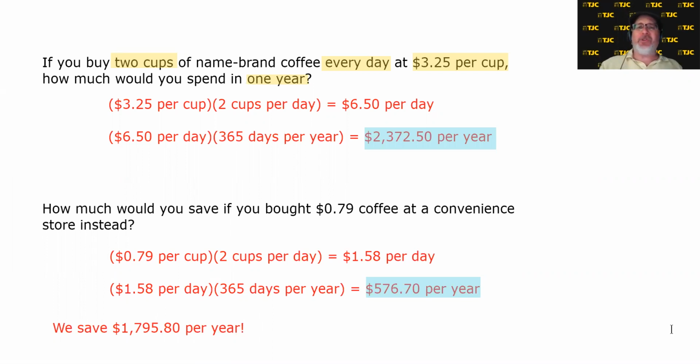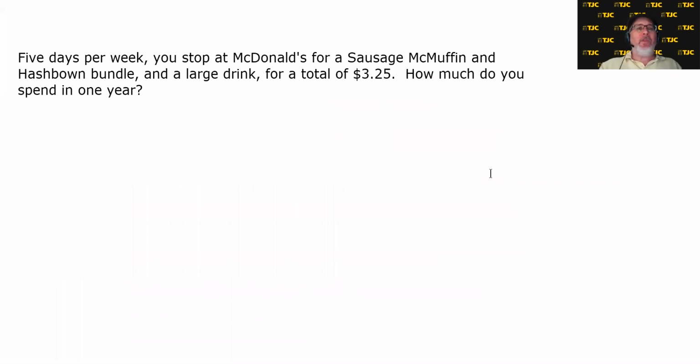All right, let's take a look at one more example. Not that this is based on reality or anything. 5 days per week, you stop at McDonald's for a sausage McMuffin and a hash brown bundle, currently $2, and a large drink, $1, for a total of $3.25. That's after taxes. How much do you spend in a year? Full disclaimer, I do not get this every morning at McDonald's, but I probably had more than I should have. So let's say we do this.